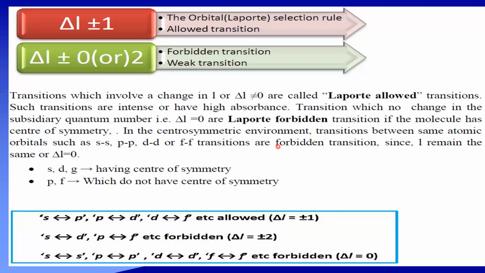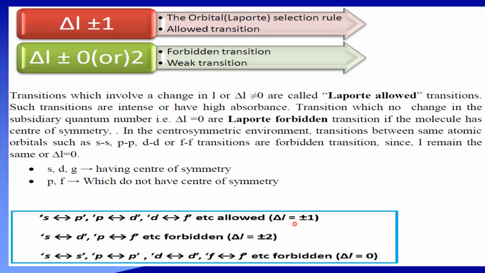In a centrosymmetric environment, transitions between the same orbitals, such as S to S, P to P, D to D, or F to F, are forbidden since L remains the same, or del L is equal to 0. S orbital, D orbital, G orbital have center of symmetry, while P and F orbitals do not have center of symmetry. S to P, P to D, D to F are allowed transitions.